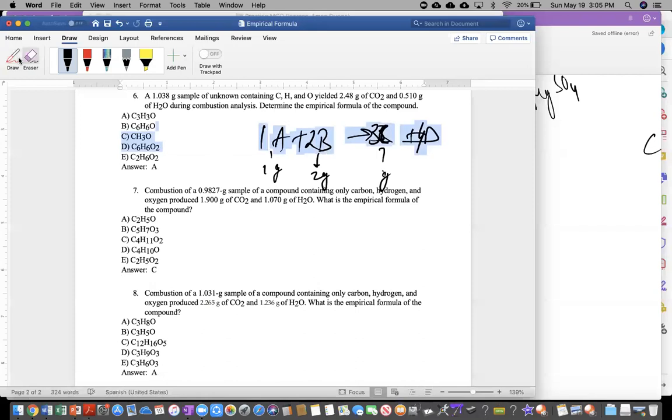But yeah, this is not, by the way, a stoichiometry question.